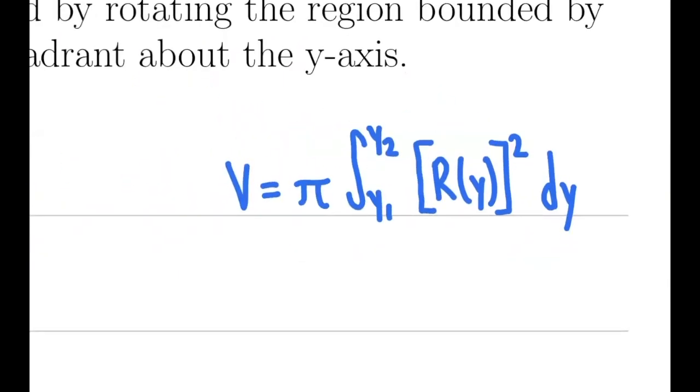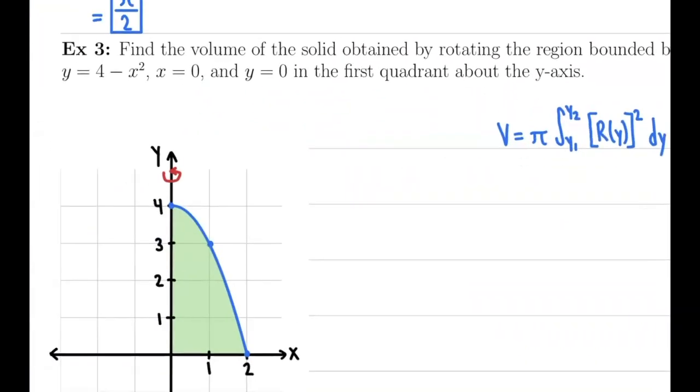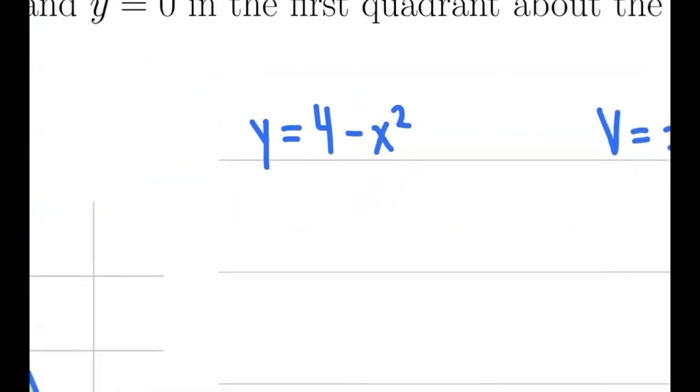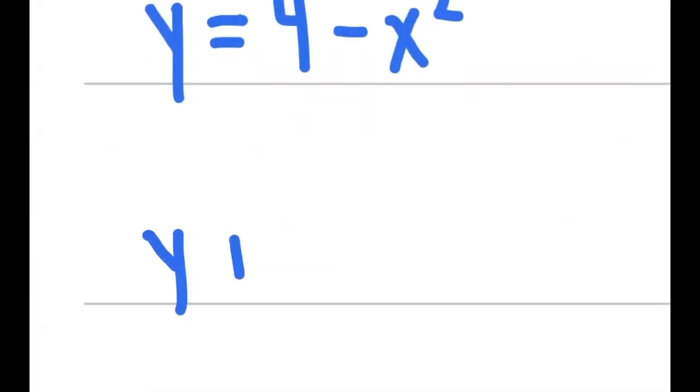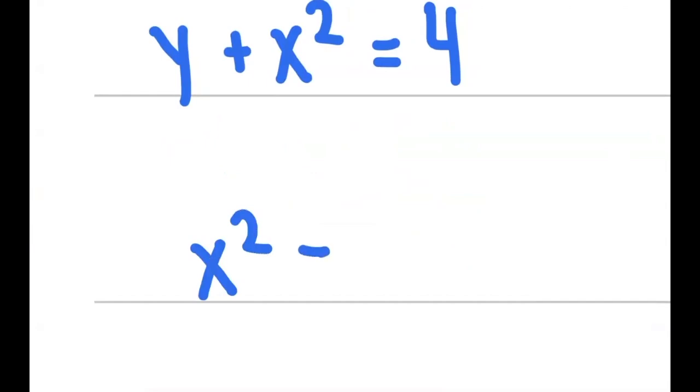We don't have r of y, though. So we need to find the radius as a function of y. We know that y equals 4 minus x squared, so I need to solve for x, so I have x in terms of y. What do I need to do to find x? We can add the x squared to both sides, subtract the y, and square root it. No need for a plus or minus since we're on the positive x side. And that's how you do it.